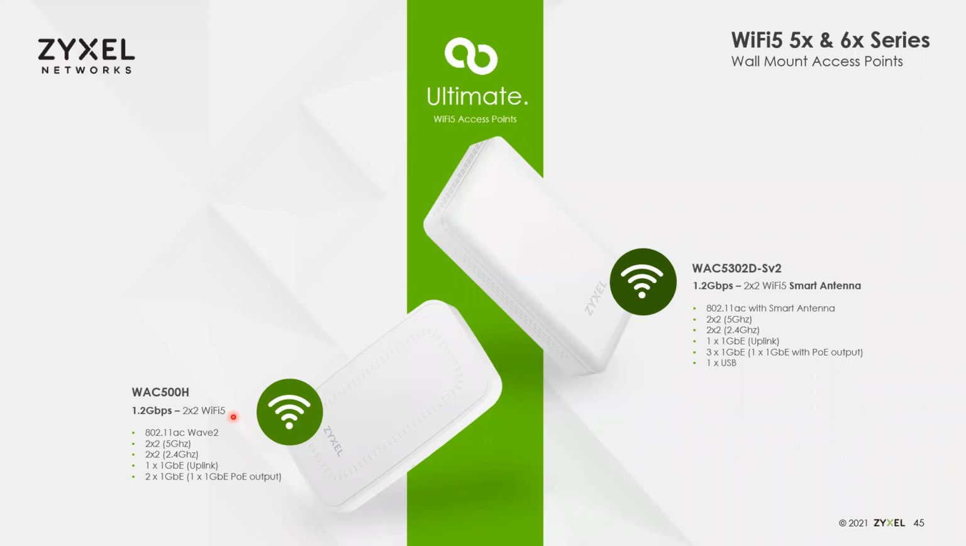And each of these includes at least one PoE pass-through port. So you can provide PoE power to, for instance, that IP phone, just all through that one cable that's coming into the room itself. The 5302 has an extra Ethernet port and has a smart antenna built in, whereas the WAC 500H has one less Ethernet port and no smart antenna.